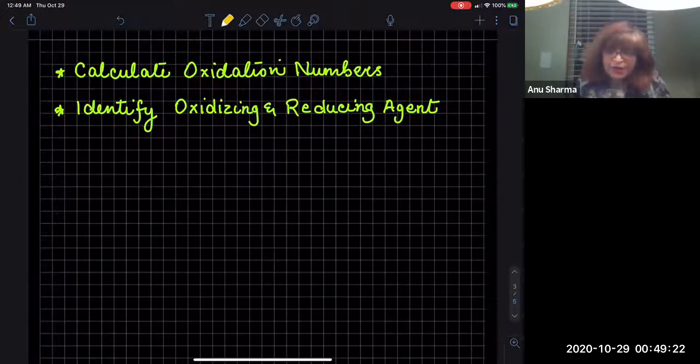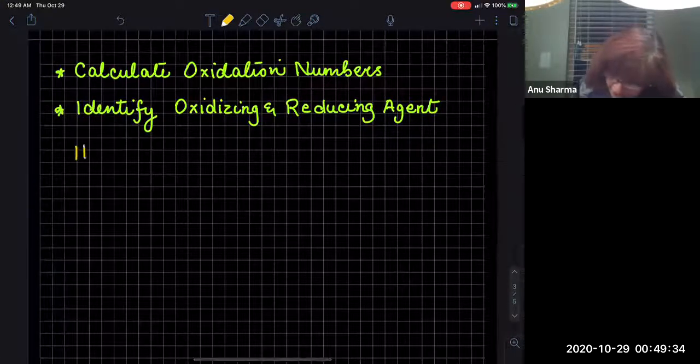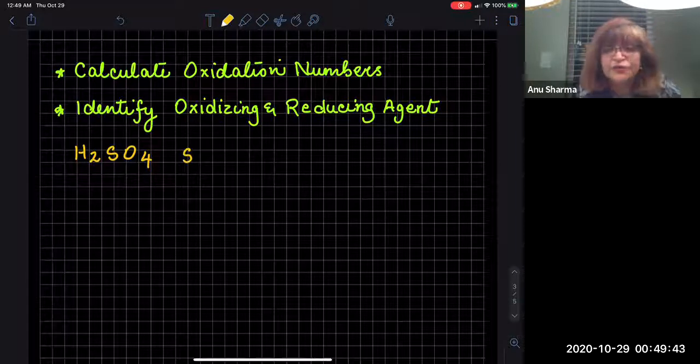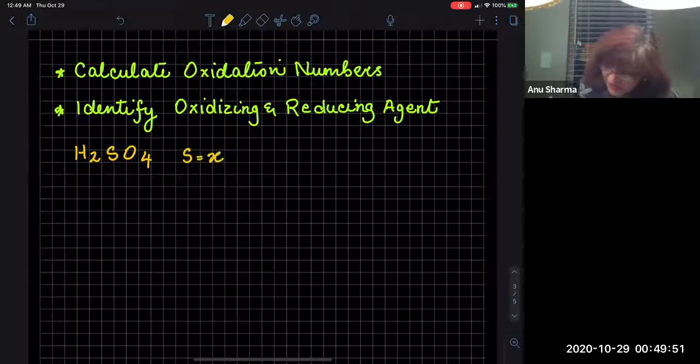Still, there are going to be situations where you will not know the oxidation number and you will have to find it. So for example, let's look at this. Calculate the oxidation number of S in H2SO4. This is given to you. Like we said, S can have +2, +4, and +6, and it can also have -2. So which one is that? How do we know? So let's put S as X.